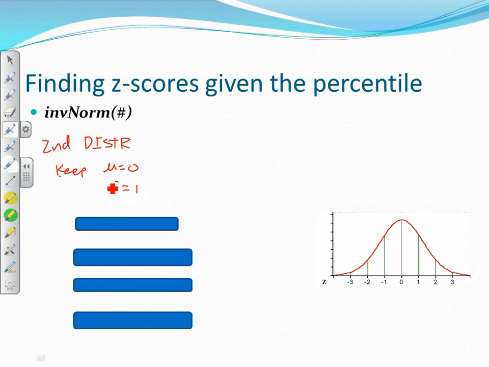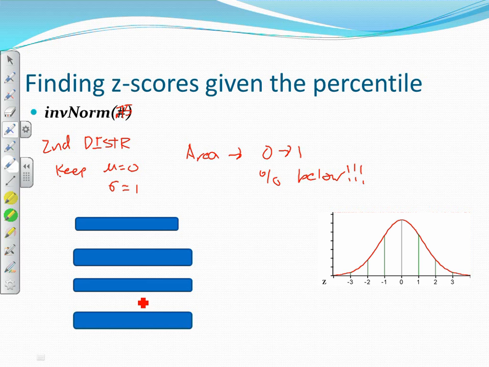Okay? But the area would always be the area below that you're trying to find. Okay? You would always be plugging in a decimal between 0 and 1. And it would be the percent below. Always. Percent below.